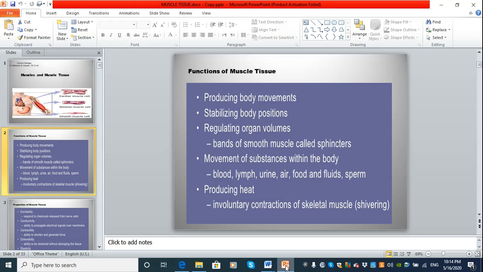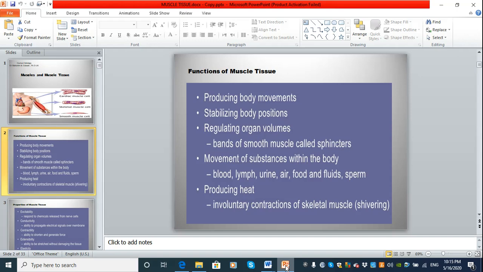For producing heat, it is the involuntary contractions of skeletal muscle. Let me explain what that means. Each muscle in the human body is like a motor, and the muscle cells receive signals, impulses, or stimuli and start to relax and contract in an involuntary manner, which leads to generating heat.